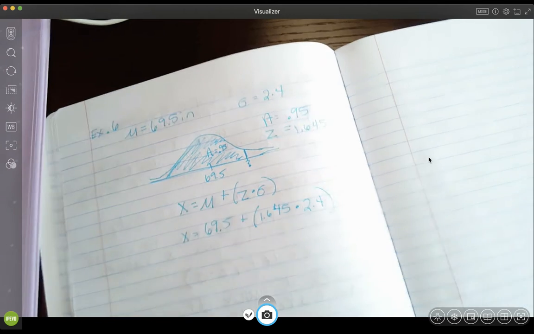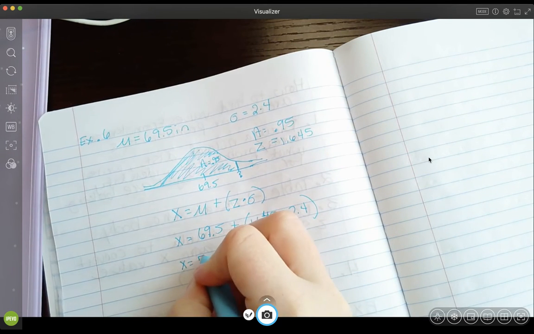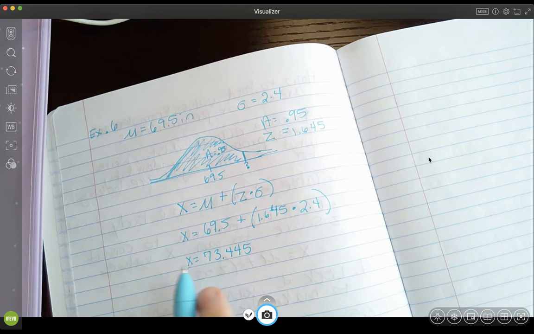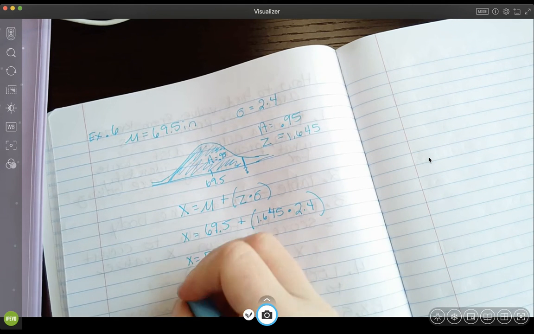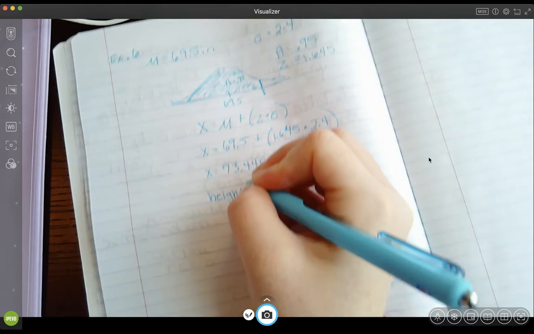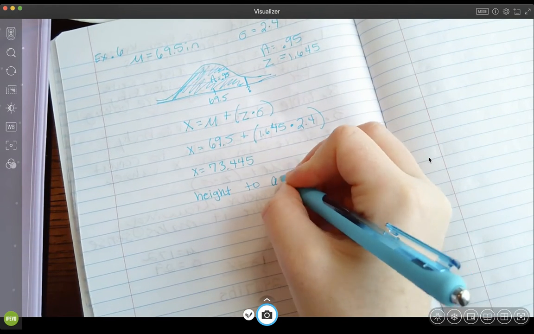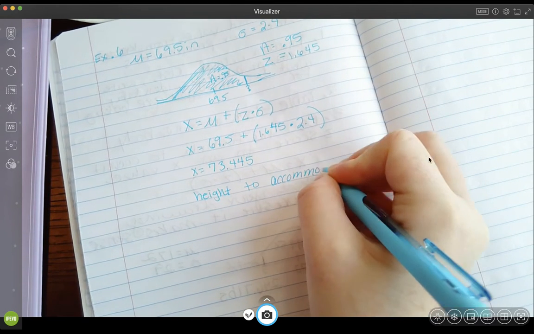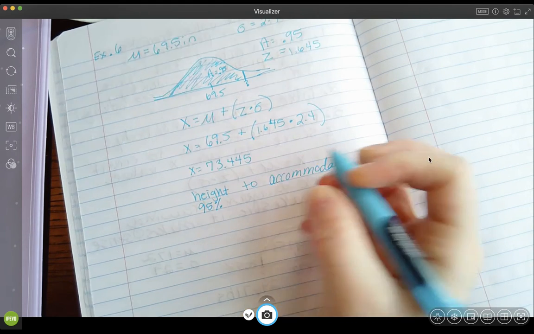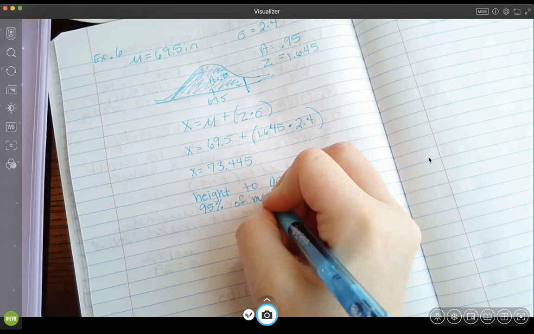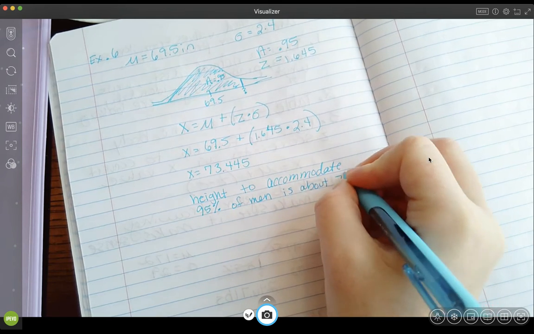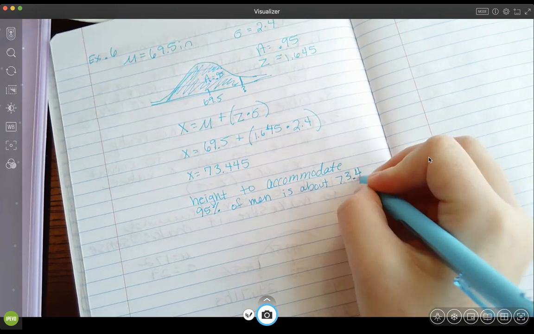Whenever we do that, we get that x equals 73.445. So that means that the height to accommodate 95% of men is about 73.4 inches.